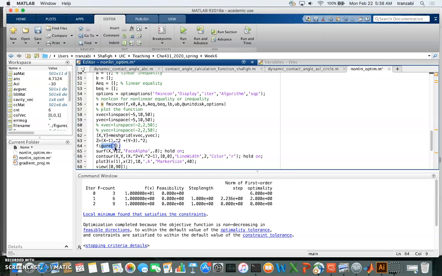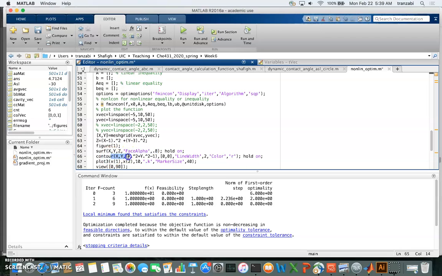So we're going to plot the function in 3D. We're going to plot the surface of x, y, and z. And this is the transparency coefficient. We're going to make it a little bit transparent, because if you want to have anything behind or below the surface, we should be able to see it. That's why I put this transparency coefficient, or alpha.